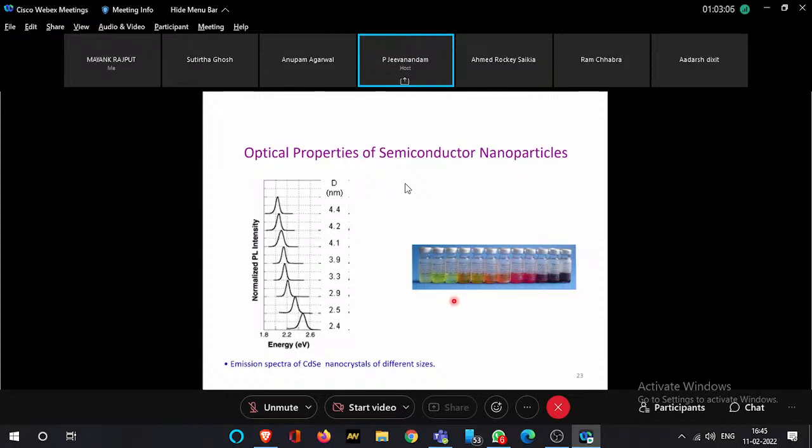And by the way, in this cadmium selenide, the particle size is so small. I have written down the numbers here, 2.4 nanometer to 4.4 nanometer. Now the question is, can you call it a bulk solid?